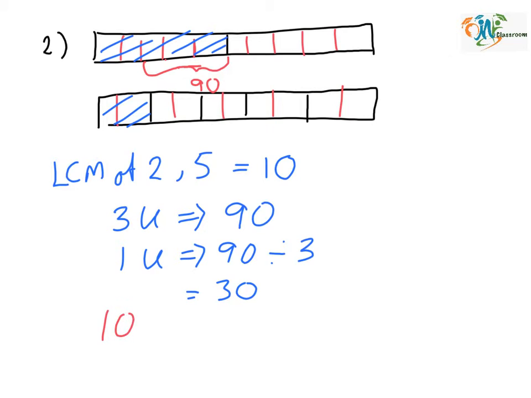Okay, so the answer will be this. 10 units equals 10 times 30, equals 300. So this one is before.